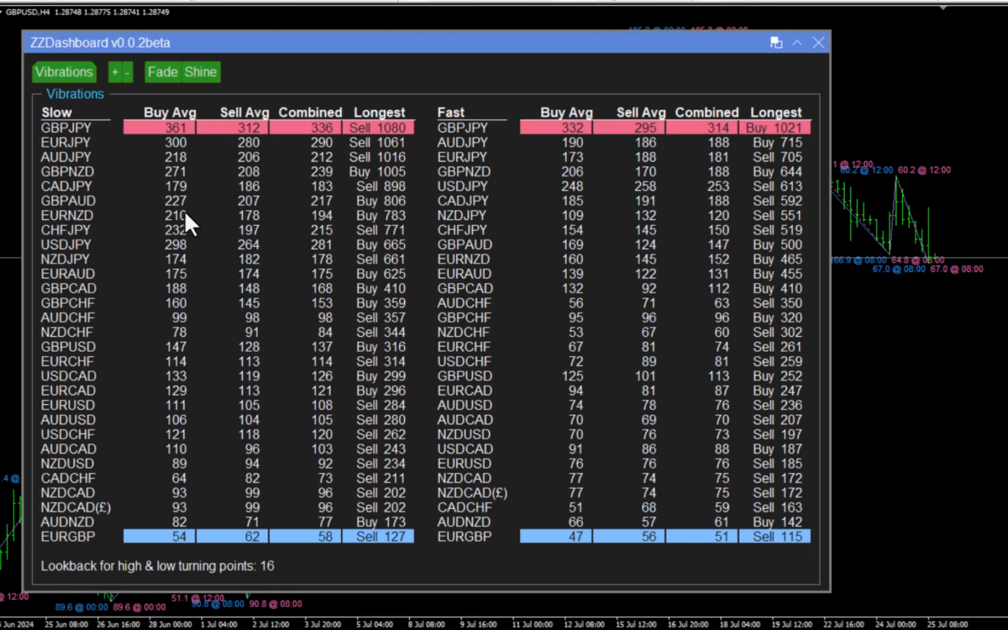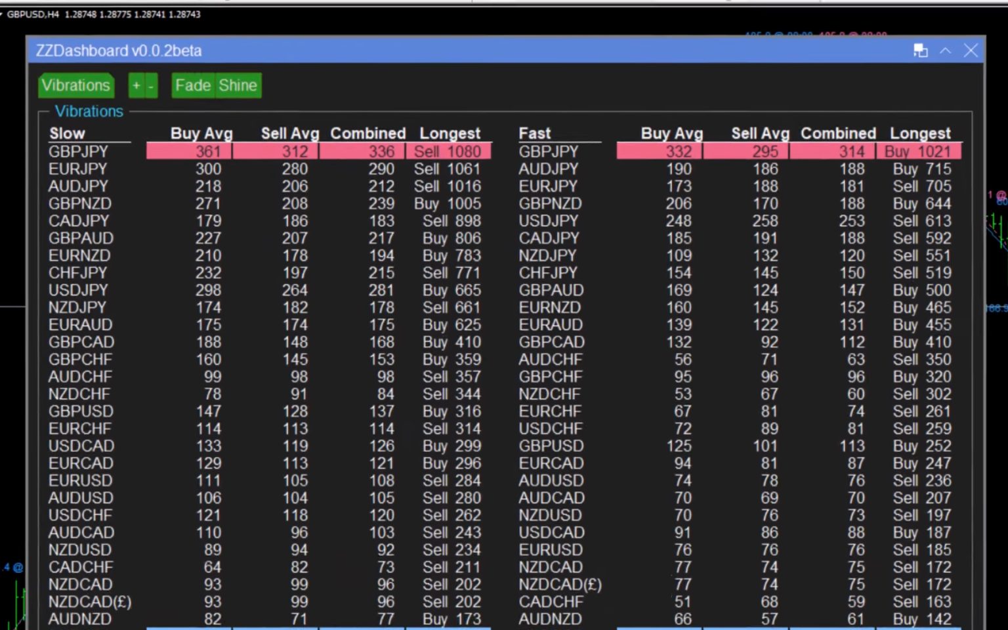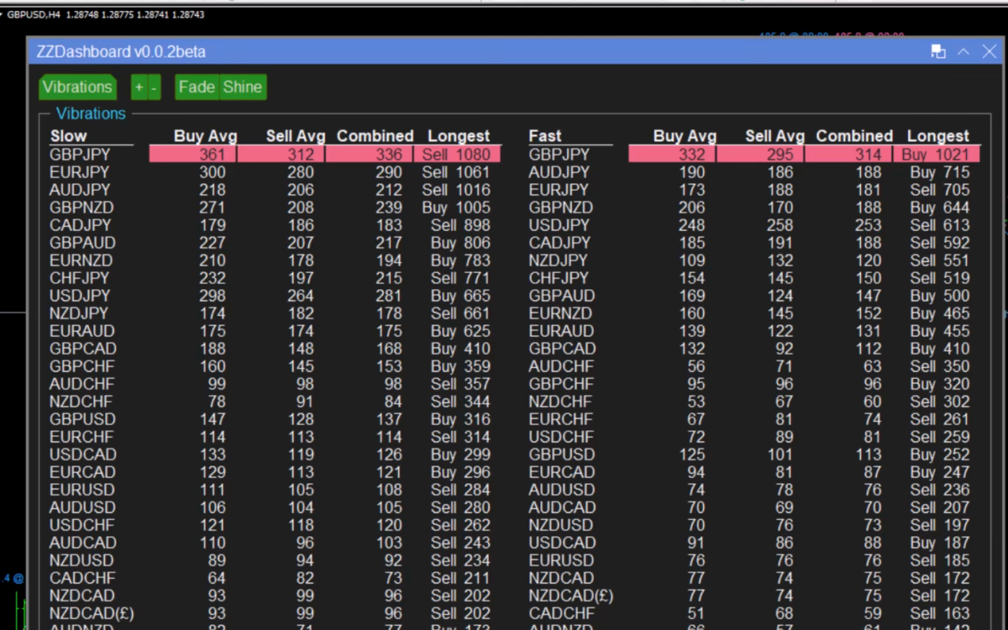And then we say, all right, what is the average leg size for a buy transaction? In other words, a leg that's going up. And what is the average size of a sell leg that's going down? And then what is the average overall? And then here is the big one. What is the biggest leg that we have encountered in the last 16 cycles?